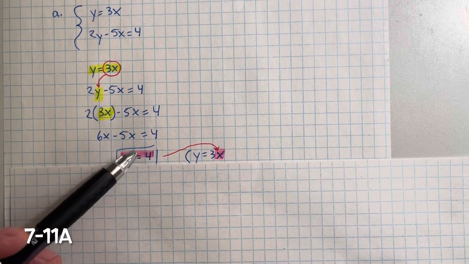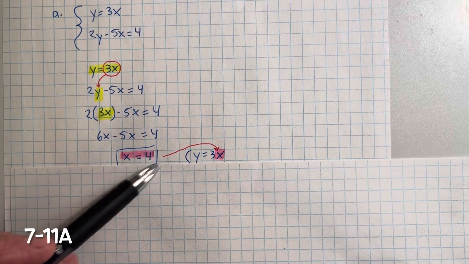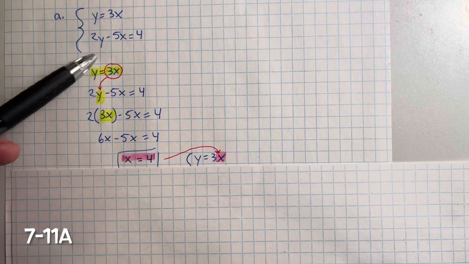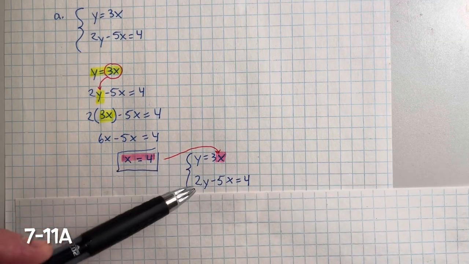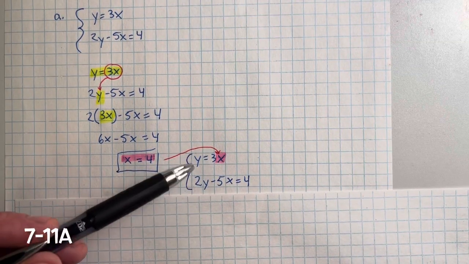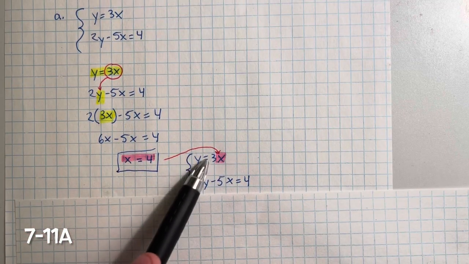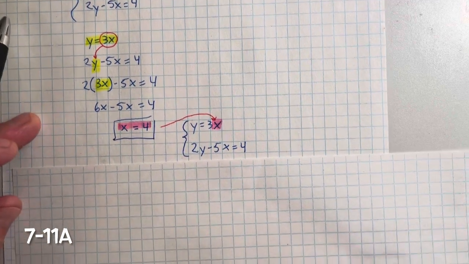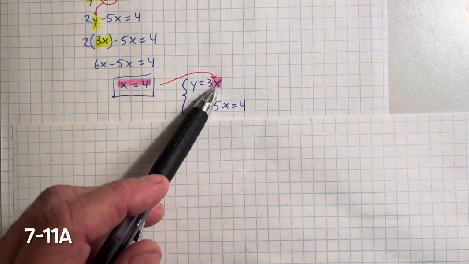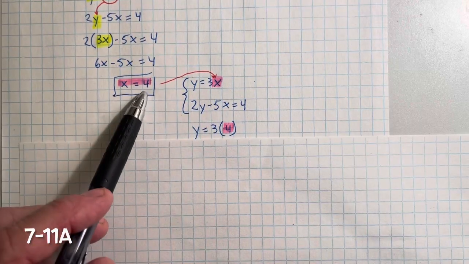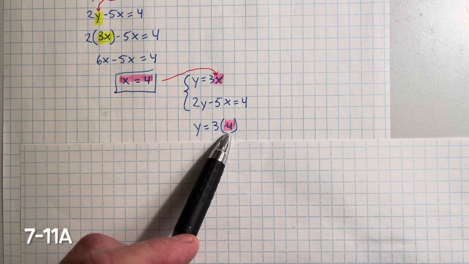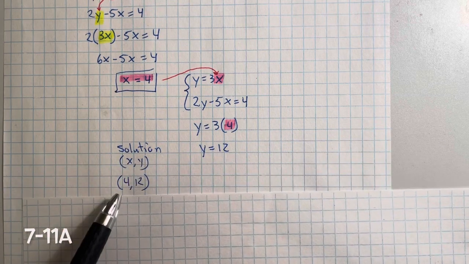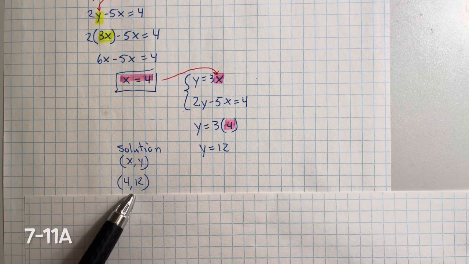Now that's only one part of the solution, the x value. Now I can plug it back in to either of these equations. And so here are the 2 original equations. To me, it's much simpler to plug it into the top equation. And so I have 3 multiplied by x. Well, we know x equals 4, so I'm going to substitute x with 4. 3 times 4 is 12. So the solution to our system is 4, 12.